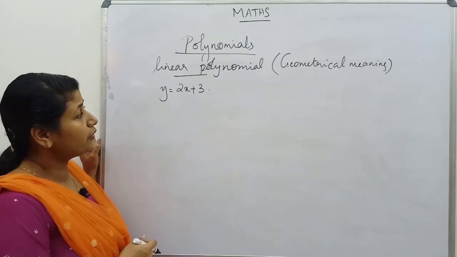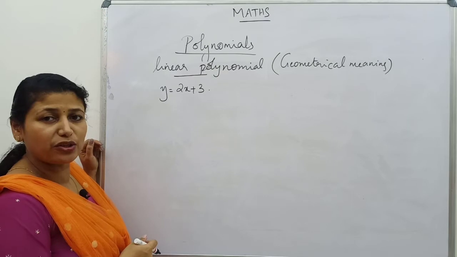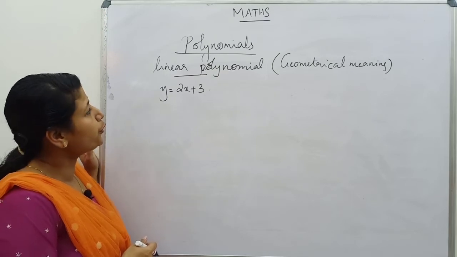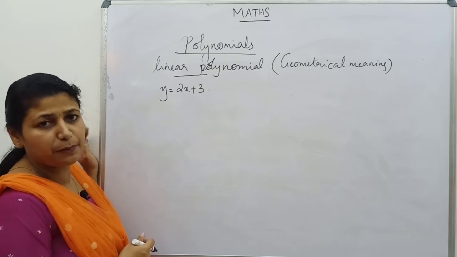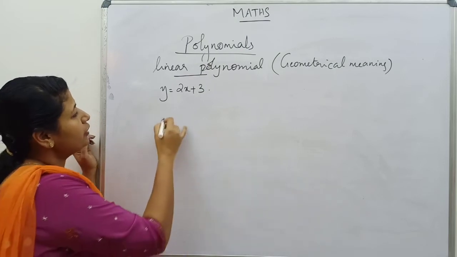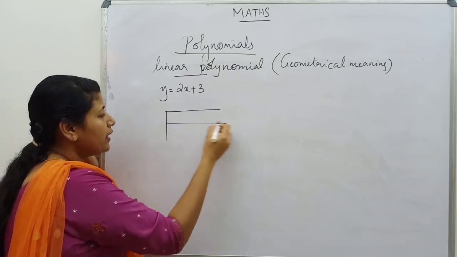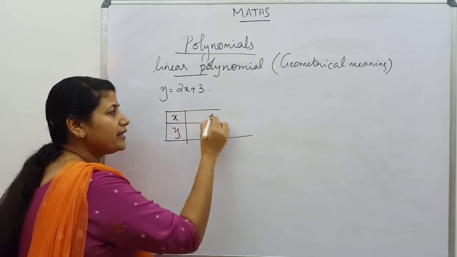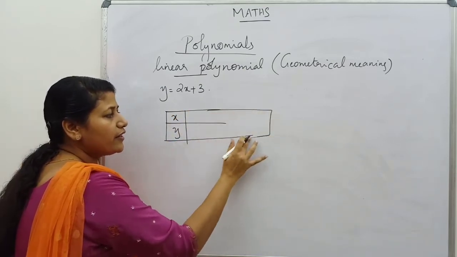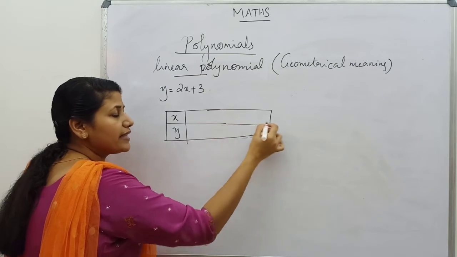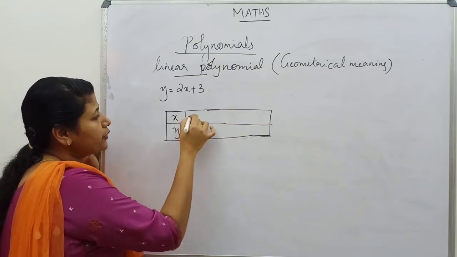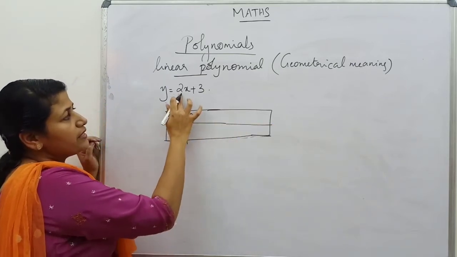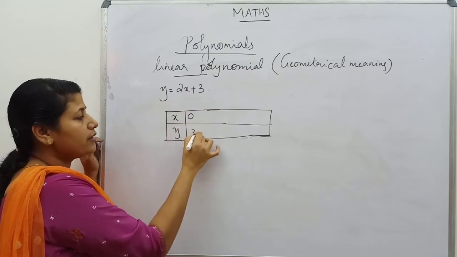Now consider a linear polynomial y equal to 2x plus 3. You want to draw a graph of this polynomial. How can you find it? We will make a tabular column. In this you will substitute values for x and get the answers for y. I am going to substitute 0 for x. It will be 2 into 0 plus 3, which is 3.